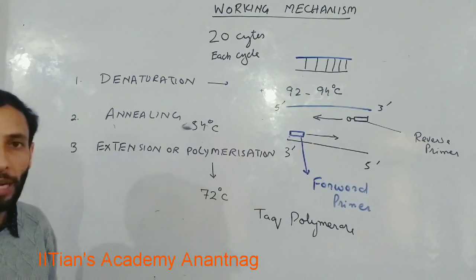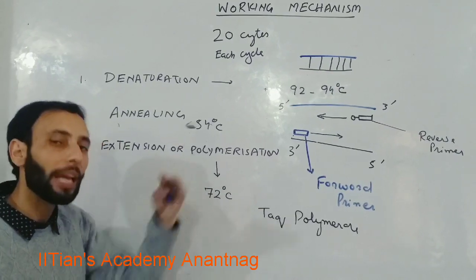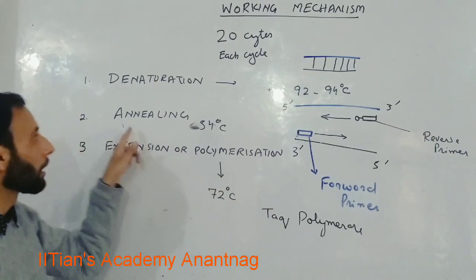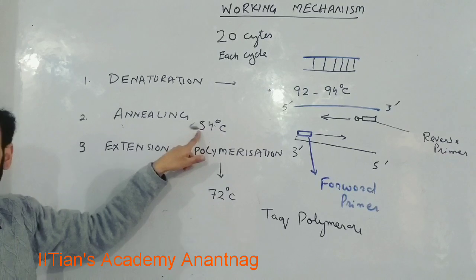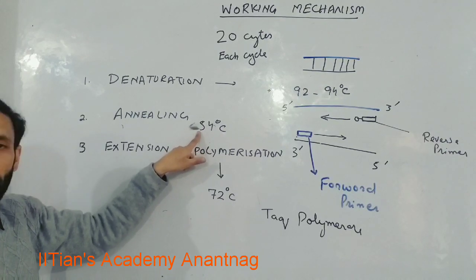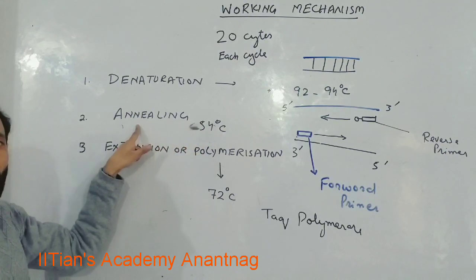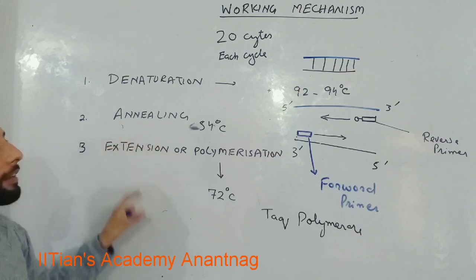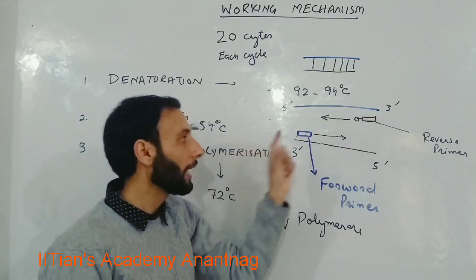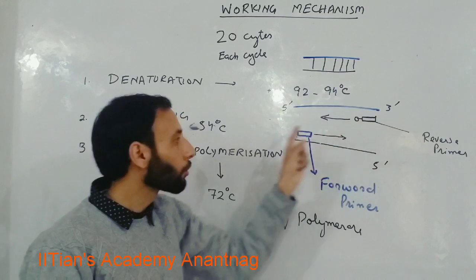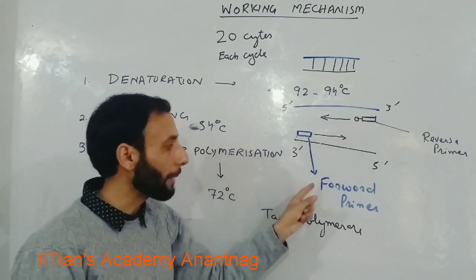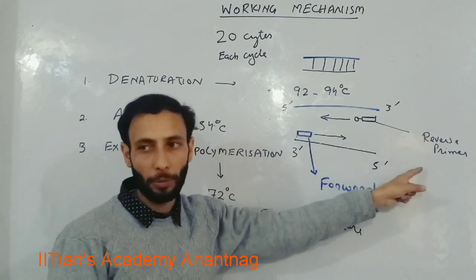After the two strands of DNA have been separated, the temperature is lowered. The temperature is kept at about 52 to 54 degrees centigrade. At this temperature, the primers will bind to each template strand at the 3' end. These primers are of two types, forward primer and reverse primer.